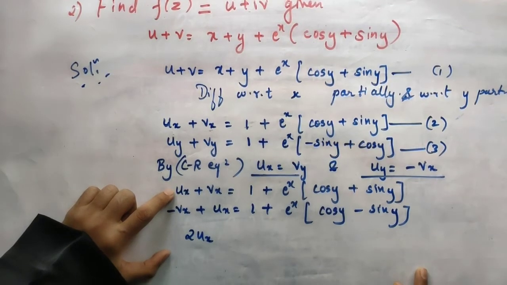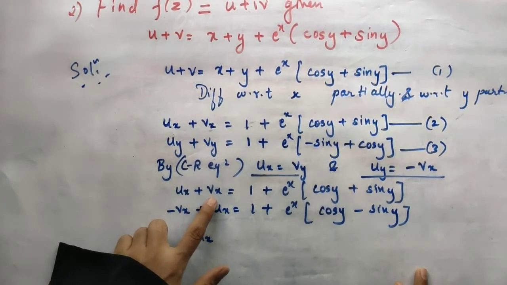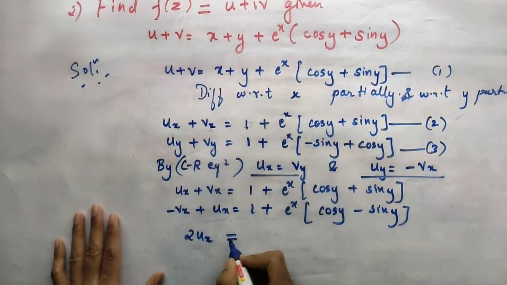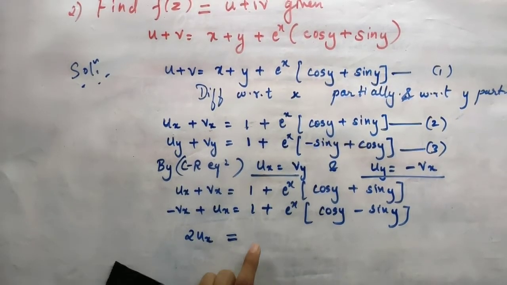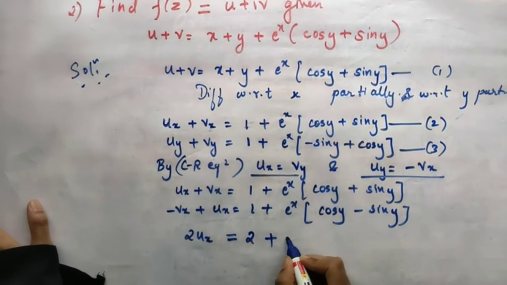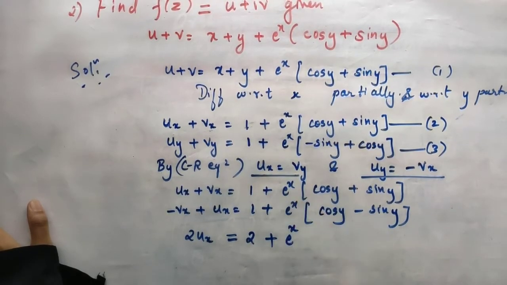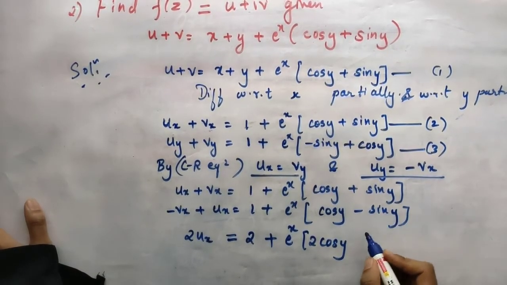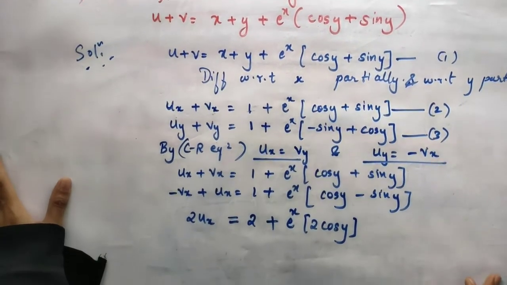2u suffix x, is it not? Now plus v suffix x minus v suffix x is getting cancelled, so you need not write anything. Done. 1 plus 1, 2 plus. Now you are adding the two terms here. Look at this. e to power x is still common to both the terms. Now 2 cos y plus sin y minus sin y will get cancelled.